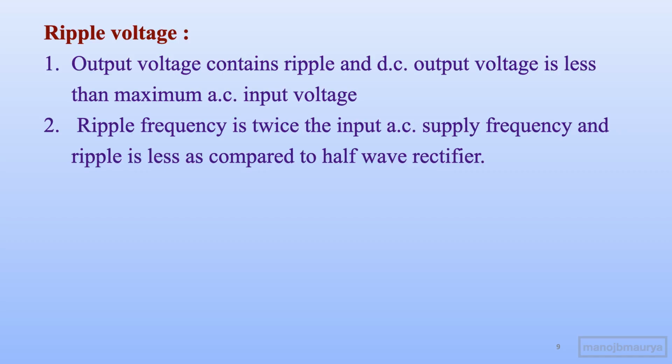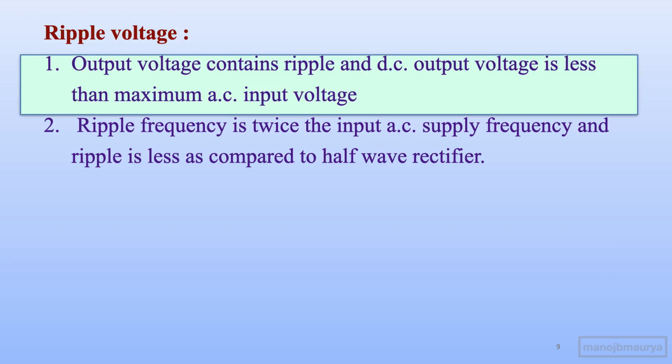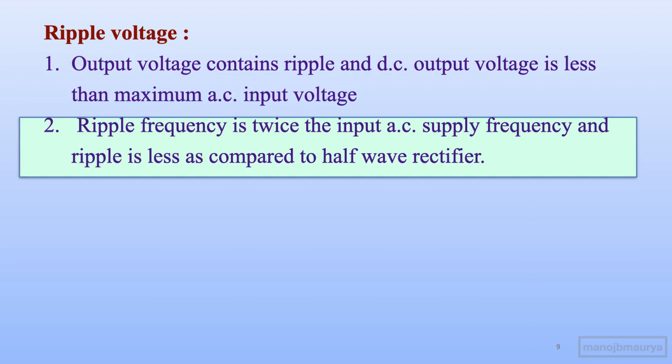Let us move to the next slide and understand the ripple voltage part of the full wave rectifier. The output voltage contains ripple, and the DC output voltage is less than the maximum AC input voltage due to the presence of ripple contents. The ripple frequency in case of a full wave rectifier is twice the input supply frequency, and percentage ripple is less as compared to the half wave rectifier circuit.